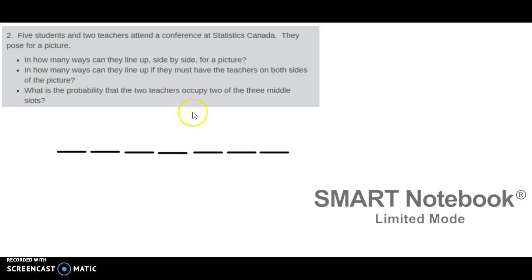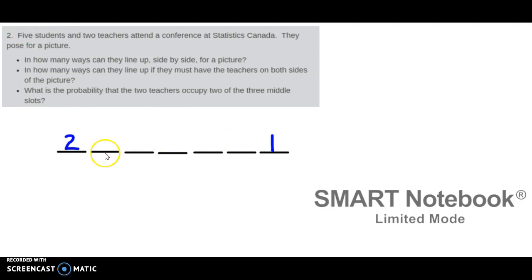So first of all, let's talk about how we place our teachers. At the first spot in line, how many choices do I have? I have 2 choices because I have 2 teachers, and I can put either one of the 2 teachers here. Now let's finish up talking about where to place the teachers. The remaining teacher has to end up right here in the last spot in line because, again, we want a teacher on either end of the picture. And now in between, in the spots in between in line, we have the 5 students.